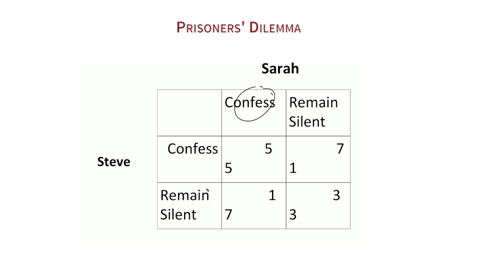That's Sarah confessing and Steve remaining silent. In this case, you can see that Sarah, she's up in the upper right, she gets only 1 year, and Steve, who remains silent while she confessed, has to go for 7 years. So it makes kind of sense what's going on here in this picture.